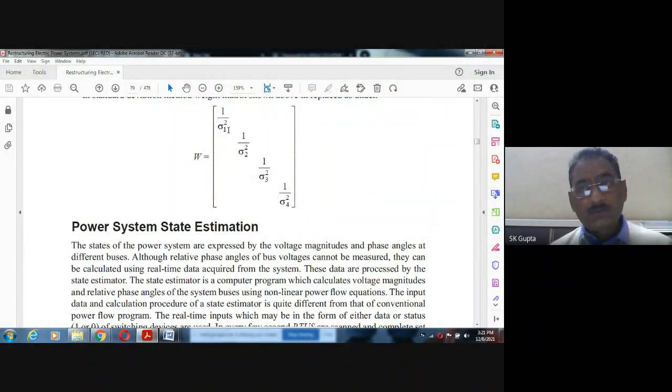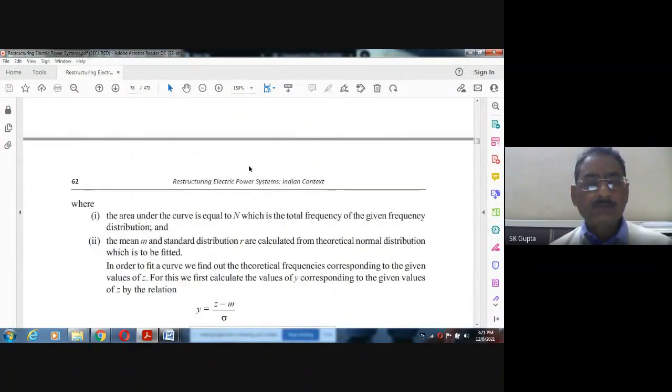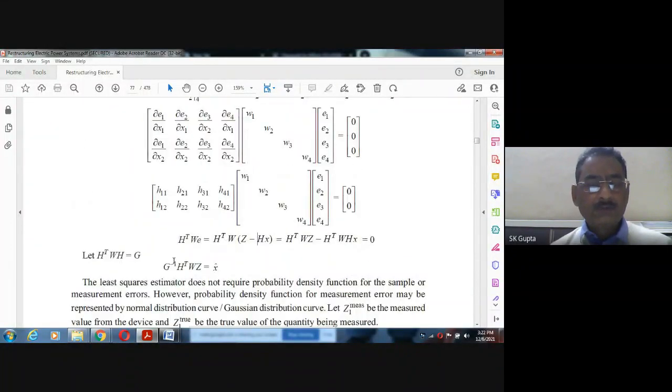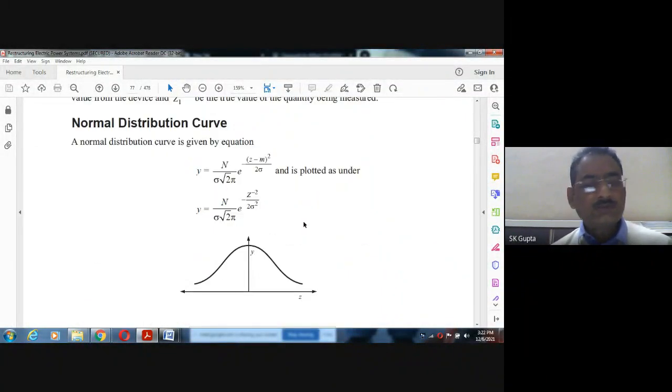The farther it is from the deviation, the greater our mistake will be. So this is the weight. Now for each instrument we give the number of measurements, and then the weights are given by this. The rest will be the same formula which we derived earlier: G inverse H transpose W z equals x. The same formula will work. Only thing is, in place of weights, we use 1 by sigma 1 square, 1 by sigma 2 square, 1 by sigma 3 square, 1 by sigma 4 square, meaning standard deviation. So this is the only change.